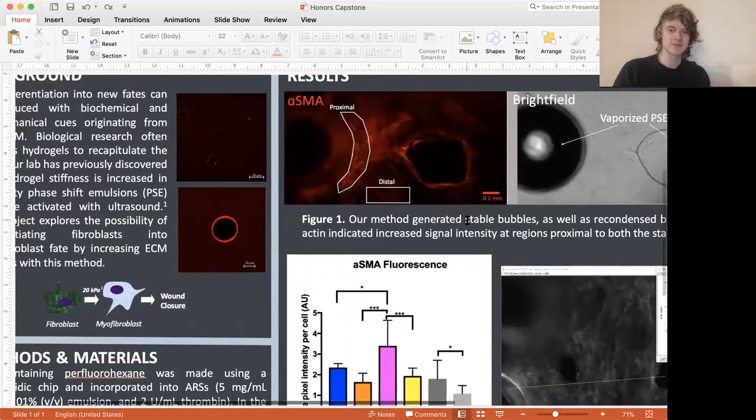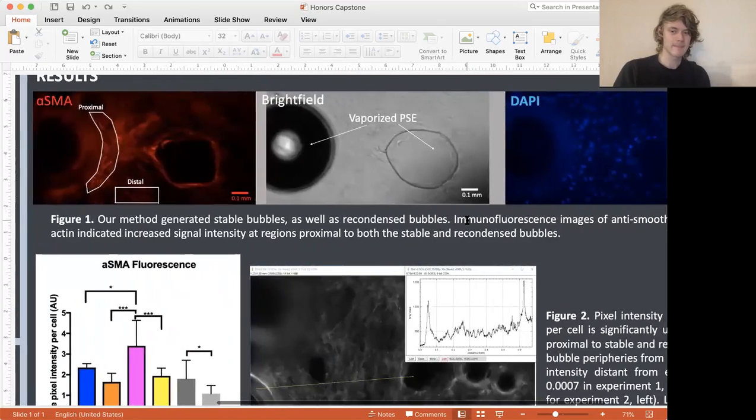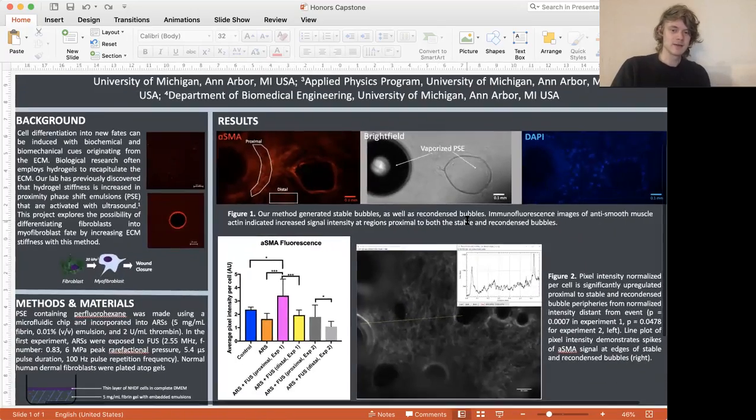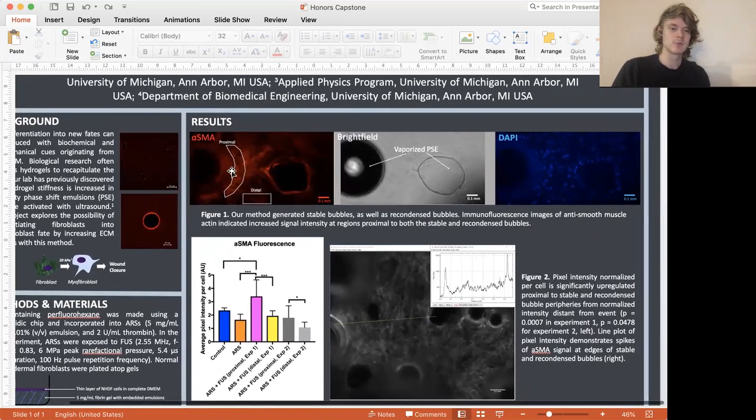I'm going to move over to the results here. Zoom out. You can see here a very representative triplicate of images that I would get by looking at the bubble events. If you notice, there's a very significant haloing effect around these stable bubbles and these recollapsed bubbles. They're both formed with the ultrasound exposure being applied to the emulsions. It's just sometimes they become stable, sometimes they don't.